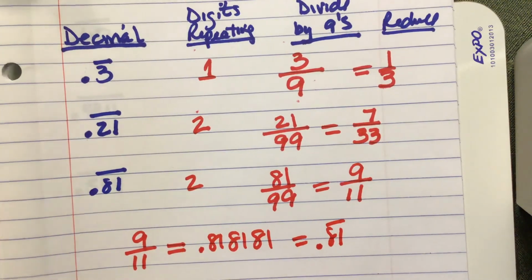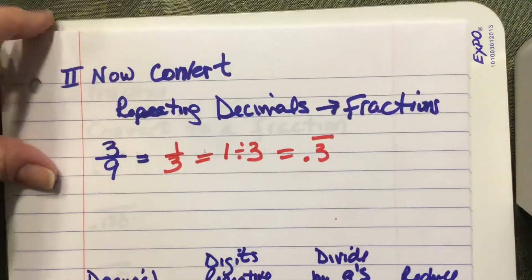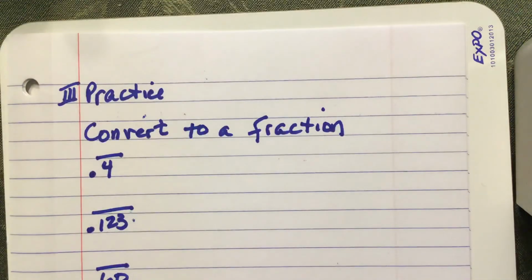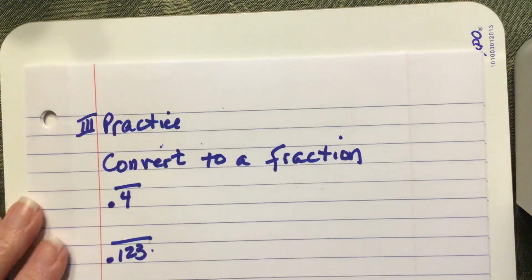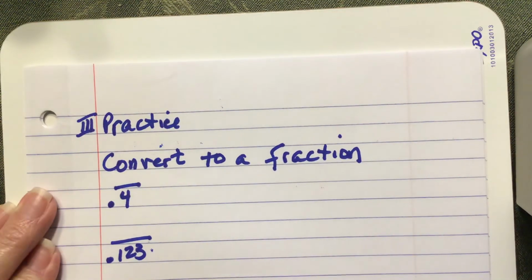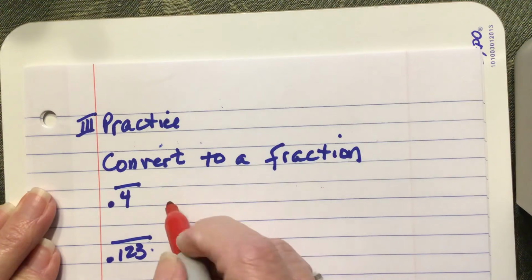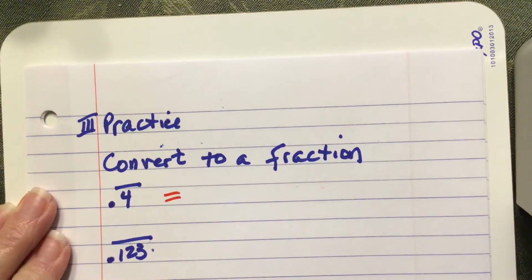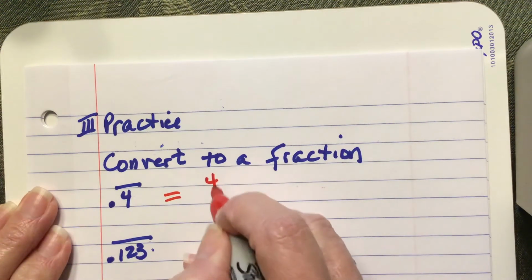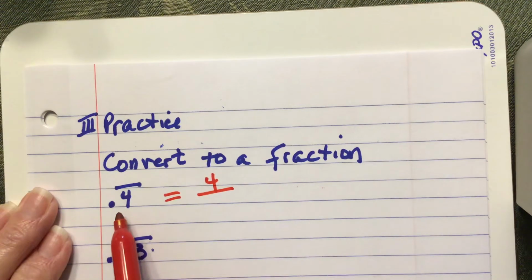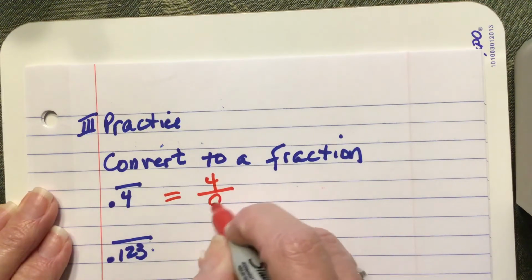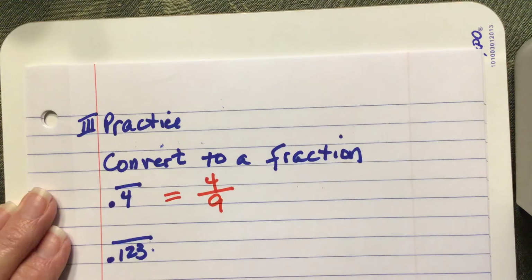Okay, so let's do a little bit more practice now. I'm going to convert my repeating decimal to a fraction. So in this case, I have 0.4 repeating. So I have 4 over, since it's only one digit repeating, 4/9, and I'm done.